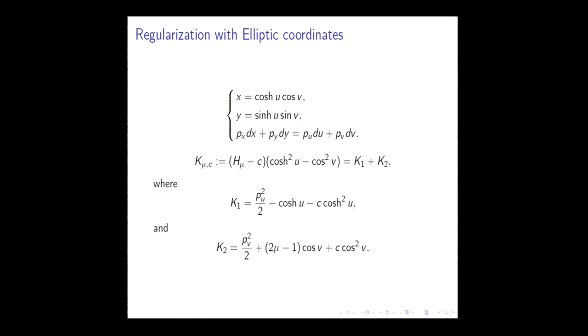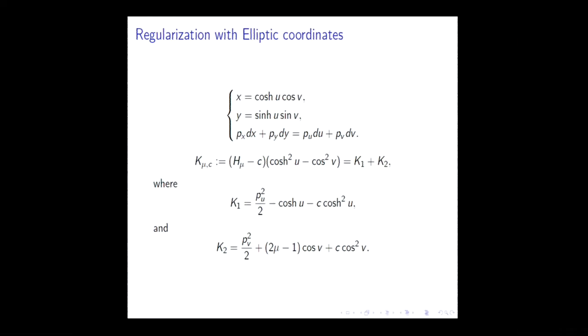it's almost like a miracle, decouples. It can be seen as the sum of two 1 degree of freedom Hamiltonians. This one depends only on U and PU, and this other one depends on V and PV. So it's a very simple integrable system.